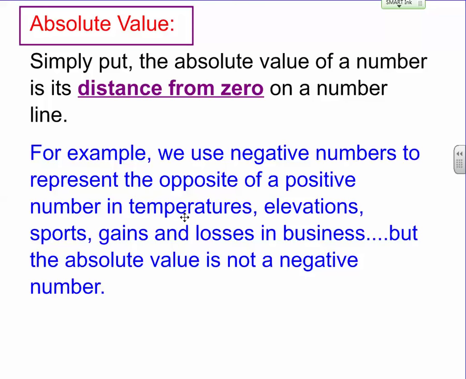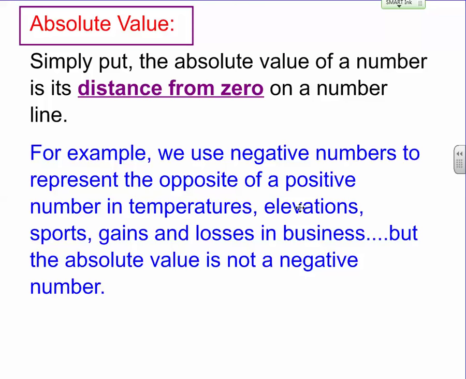So if I had a temperature of 4 degrees below 0 on my thermometer, the absolute value of that negative 4 means literally how far away is that negative 4 from 0. And distance cannot be negative, so it's 4 degrees away from 0. Whether the temperature is a positive 4 or a negative 4, they're both 4 units from 0 on a thermometer. So absolute value is always positive because it's a distance.